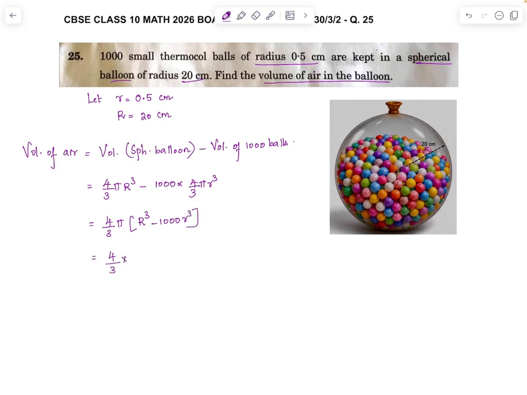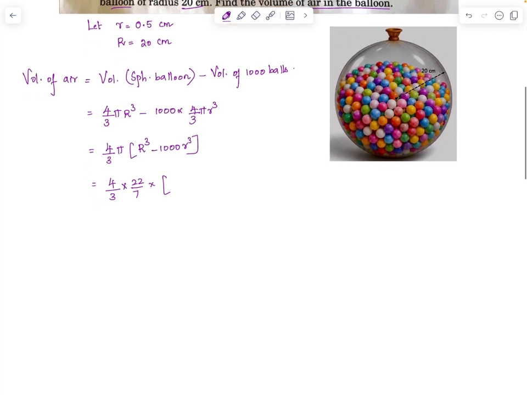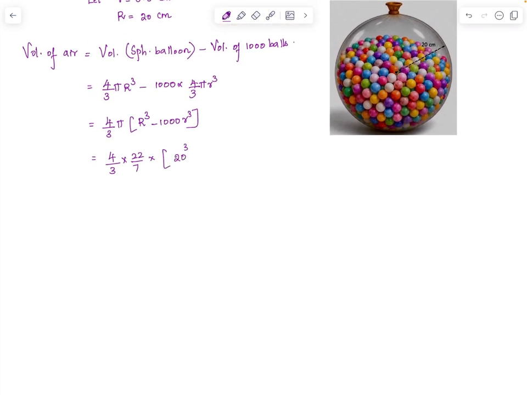Let's substitute 22 by 7 for pi, and capital R is given as 20 minus 1000 times small r, which is 0.5 centimeter, which is equal to 4 by 3 into 22 by 7 into 8000 minus 125, which gives us 4 by 3 times 22 upon 7 times 7875. On simplifying, we get 33,000 centimeter cube. So this is the volume of the air present in the balloon.